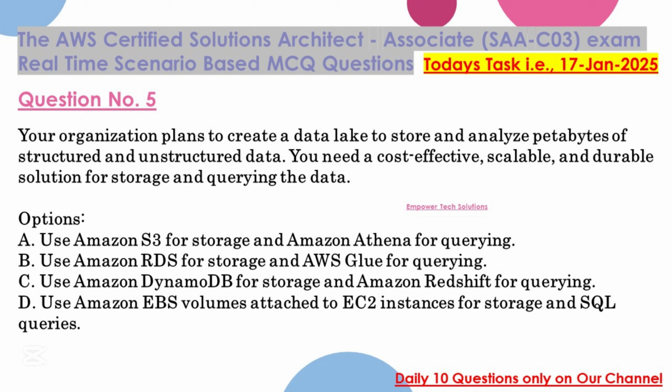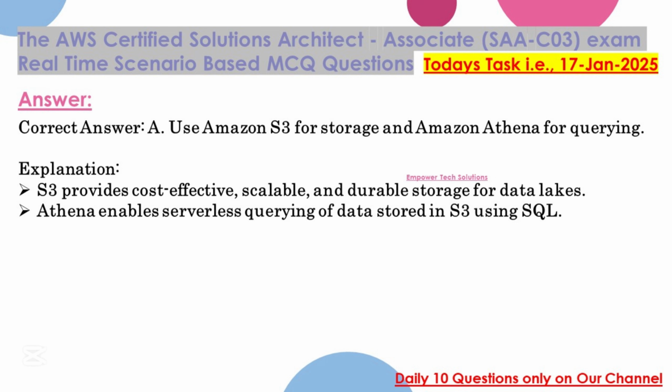C. Use Amazon DynamoDB for storage and Amazon Redshift for querying. D. Use Amazon EBS volumes attached to EC2 instances for storage and SQL queries. Correct answer: A. Use Amazon S3 for storage and Amazon Athena for querying. Explanation: S3 provides cost-effective, scalable, and durable storage for data lakes. Athena enables serverless querying of data stored in S3 using SQL.